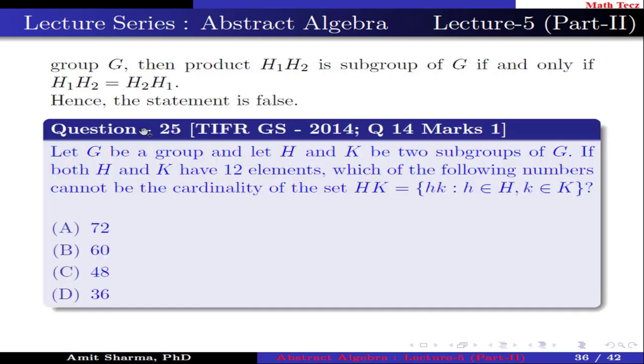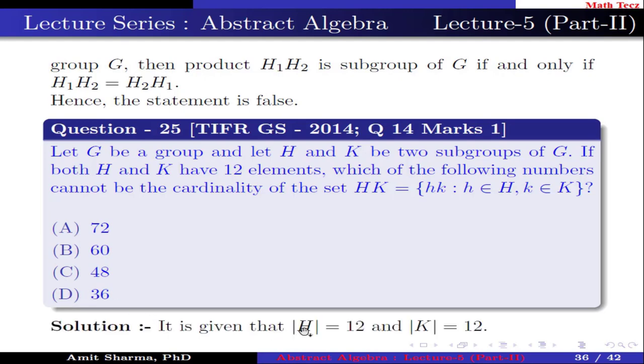Question number 25. This question was asked in the TIFR exam in 2014. Let G be a group and let H and K be two subgroups of G. If both H and K have 12 elements, which of the following numbers cannot be the cardinality of the set HK, containing the elements hk such that h belongs to H and k belongs to K? Option A 72, option B 60, option C 48, option D 36.